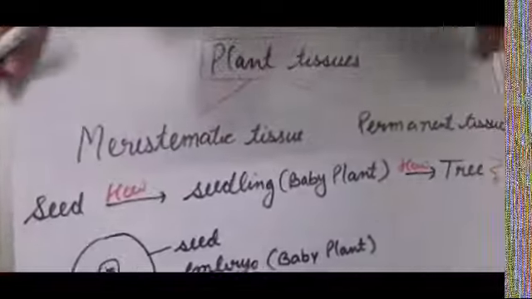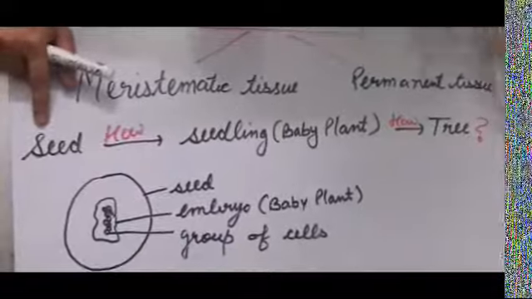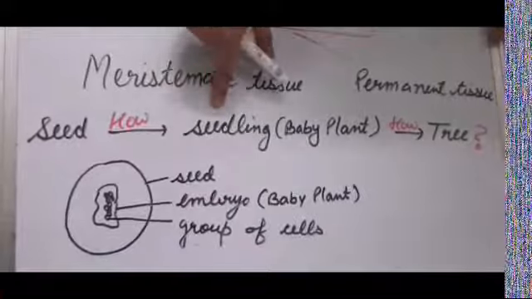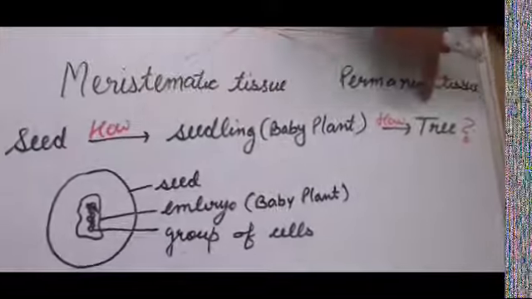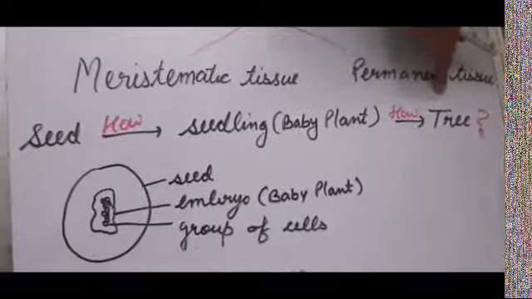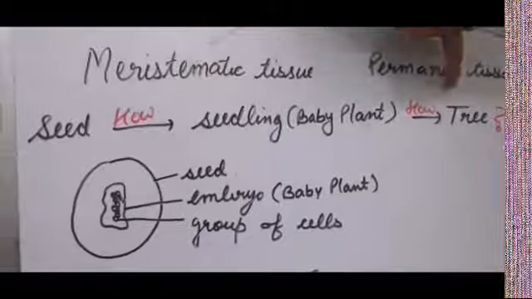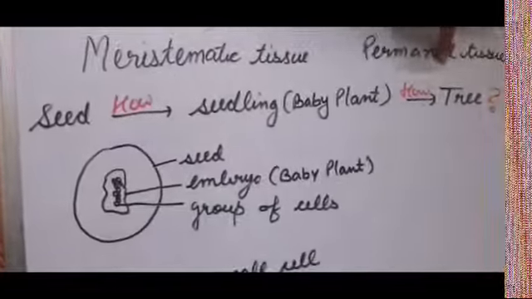There is one question: when you put a seed in the soil and you water the seed, what happens? The seed slowly grows into a seedling. Seedling means baby plant, and finally the seedling will grow into a tree. So how does this happen? How does a seed change into a seedling and further the seedling changes into a tree? Is this magic or something? So how does this change occur?